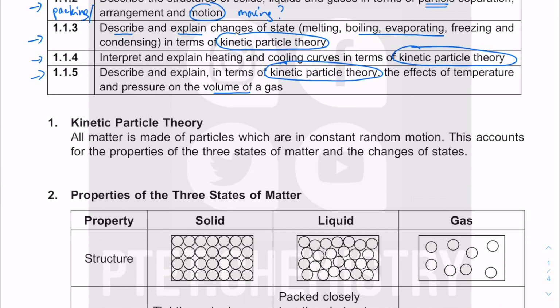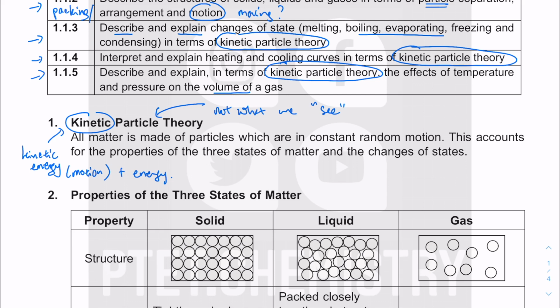Without further ado, let's go straight to kinetic particle theory. Kinetic there refers to kinetic energy. We know that kinetic energy is to do with motion, so it's to do with the motion of particles. There's also to do with energy, of course. The particle there refers to not what we see. It refers to the particles which we don't see. Everything is a model.